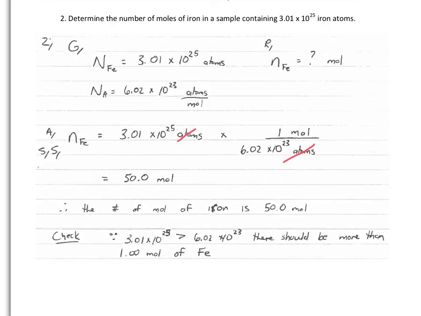And that answer makes sense because hopefully we have a sense from looking at the given piece of information that it's bigger than Avogadro's constant. And since Avogadro's constant is the number of things, in this case the number of atoms in 1 mole, we would expect that this number represents more than 1 mole. And in fact, it does.